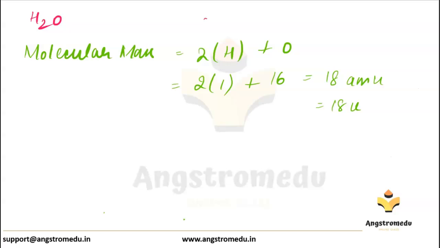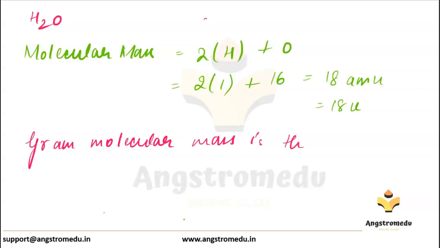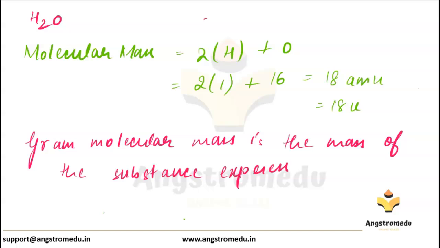Now what is gram molecular mass? Gram molecular mass is the mass of the substance expressed in grams, or we can say it is the mass of 1 mole of the substance in grams.